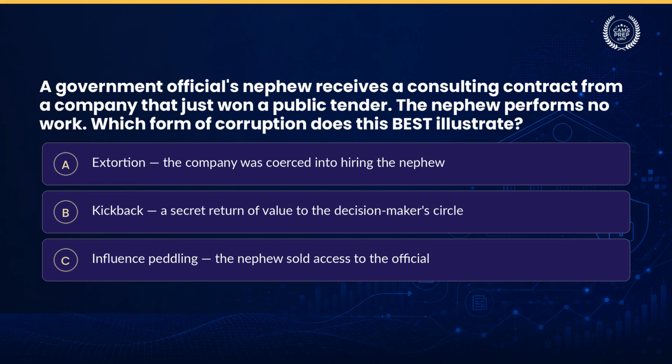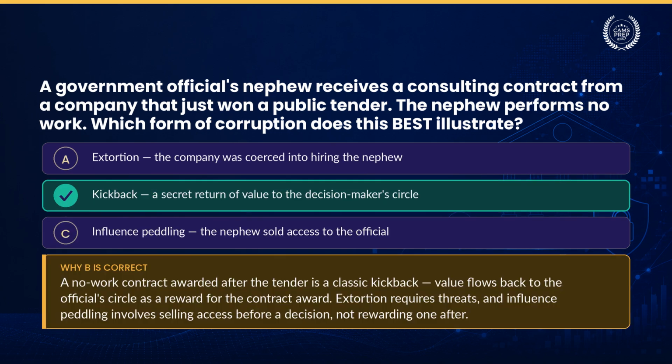Pause and consider which specific form this scenario matches. The correct answer is B. Kickback. A no-work contract awarded after the tender is a classic kickback. Value flows back to the official's family circle as a reward for the contract decision. Extortion requires threats or coercion, which are absent here. And influence peddling involves selling access before a decision, not rewarding someone after one has been made. The timing and direction of value flow are your keys to distinguishing these terms.